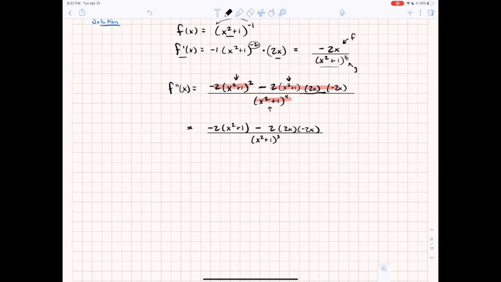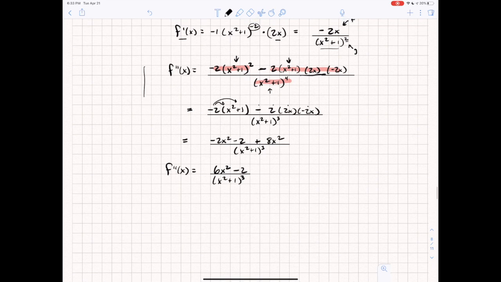All right, from here I can just go ahead and simplify. So distribute the negative 2. So give me negative 2x squared minus 2. Now here I'm going to get 2 times 2x times negative 2x. So that'd be negative 8x squared. With the minus, it makes it plus. This is all over x squared plus 1 to the third power. And this gives me the second derivative as 6x squared minus 2 all over x squared plus 1 to the third. Right? A really simple looking second derivative, but a lot of work to get here.